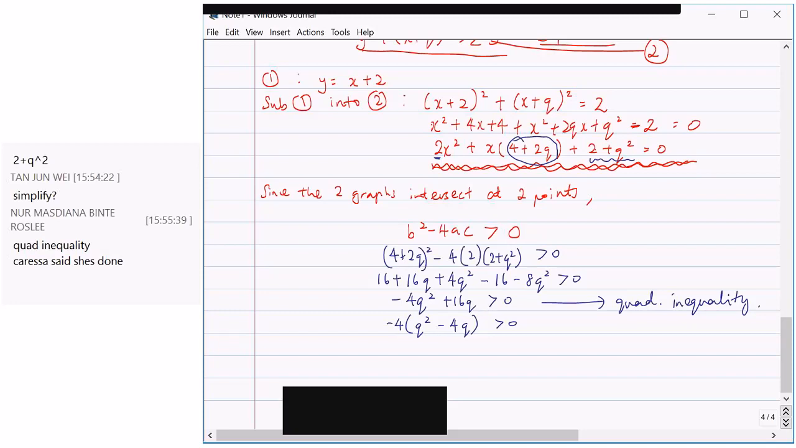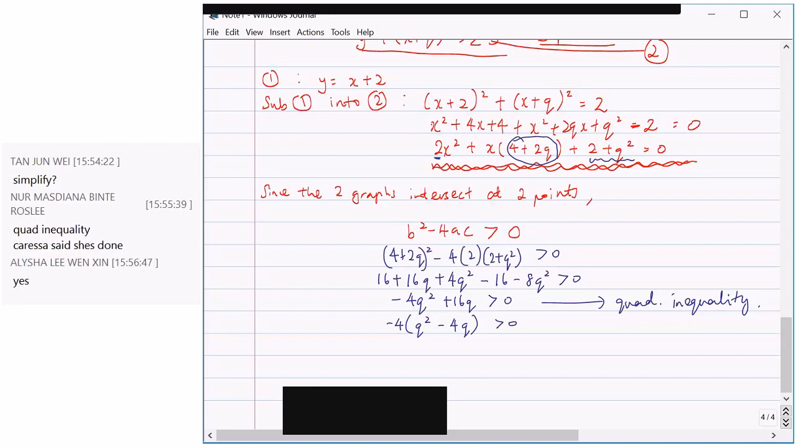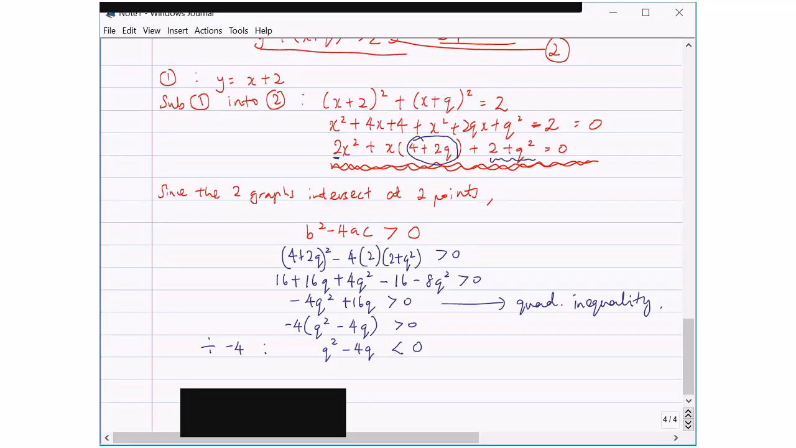Tell me if not okay. Okay, can, yeah? Continue. This minus 4, I want to get rid of it. I can bring it over to divide by minus 4. So I have q squared minus 4q. Now, because I'm dividing by a negative number, my alligator jaw must turn sides. And 0 divided by minus 4 is still 0. Okay?